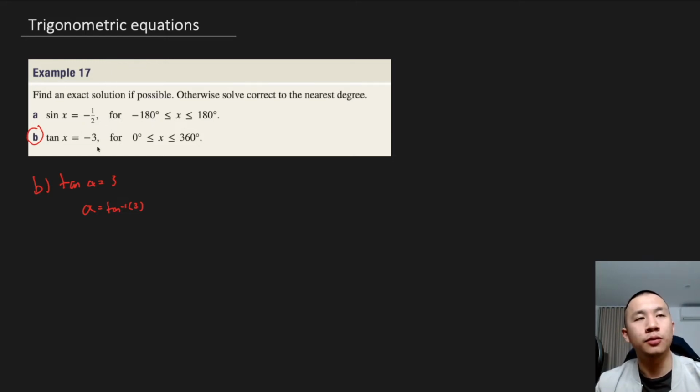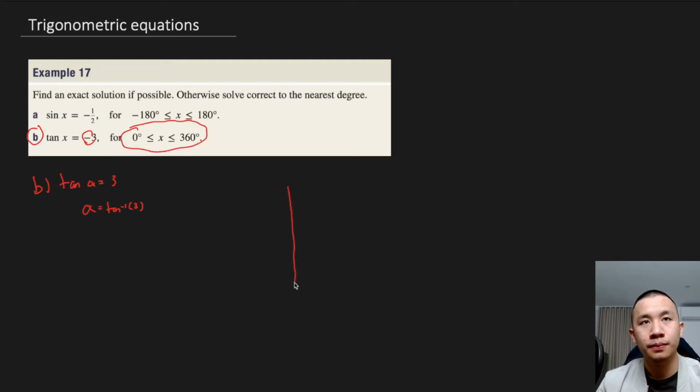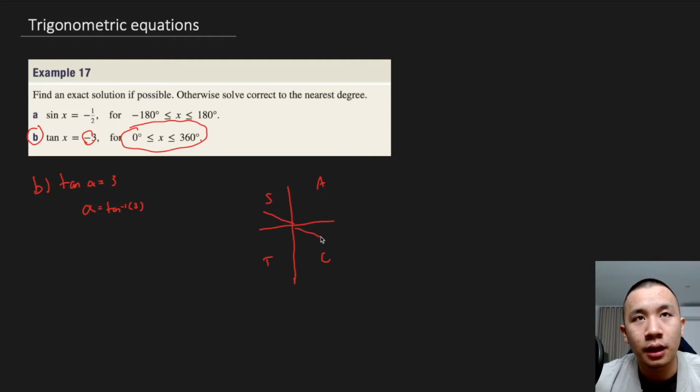What I want to do first is figure out where tan is negative, because here it's asking for negative, within this region. Okay, so if you refer back to ASTC, it would be negative here and here, okay?